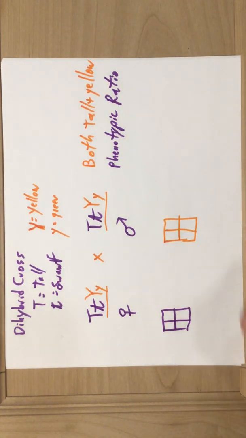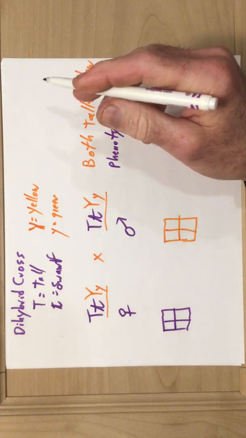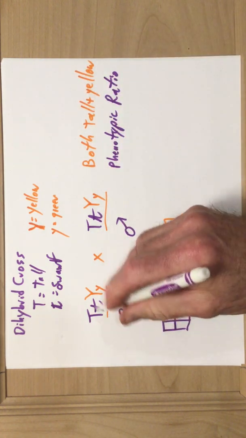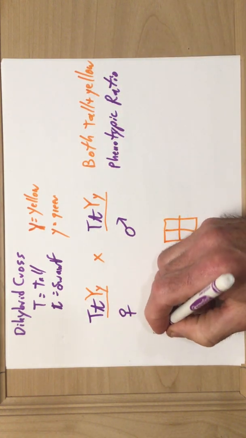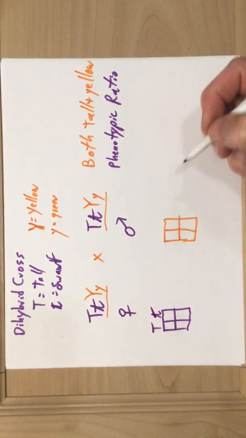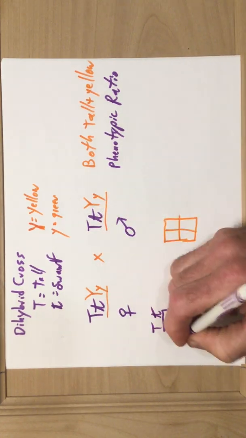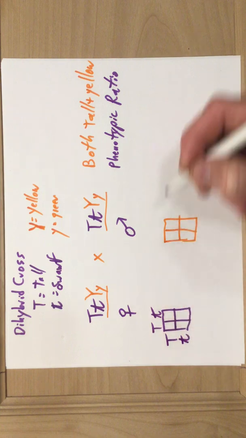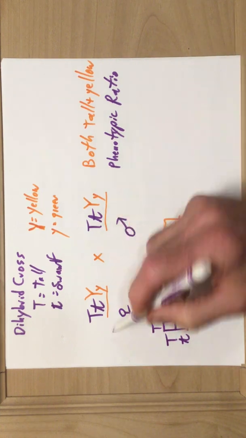All right, so let's look at the parents with regard to the purple gene, the tall dwarf. This female makes big T's half the time and little t's half the time. The male makes big T's half the time and little t's half the time, because that's their genes, right?